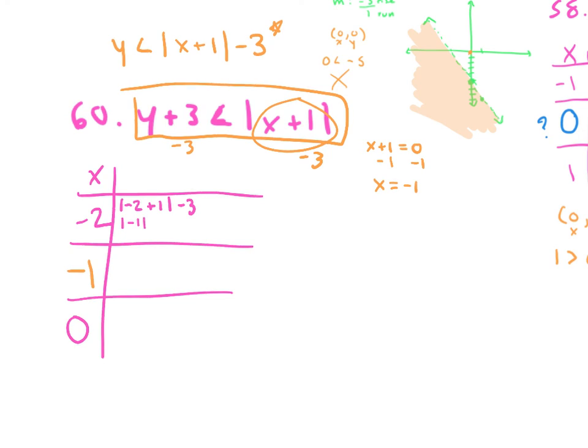Negative 1. And what's the absolute value of negative 1? 1. Positive 1. So 1 minus 3 is what? Negative 2. So what's our point here? Negative 2, negative 2. Perfect. So let's go to our graph.